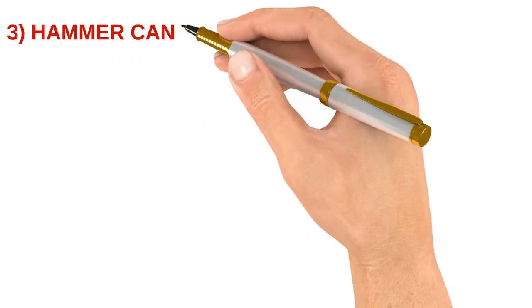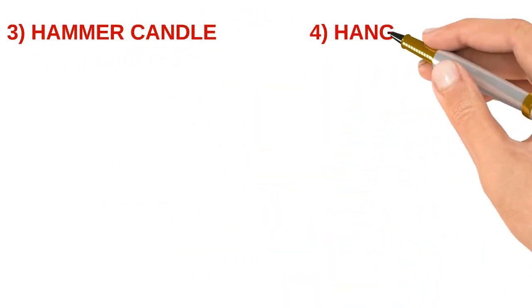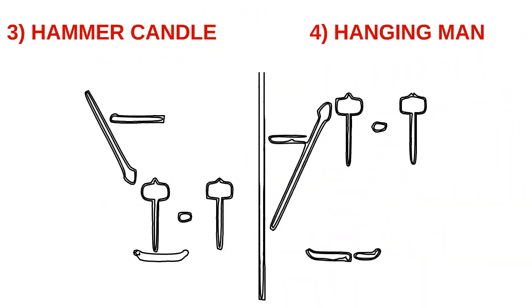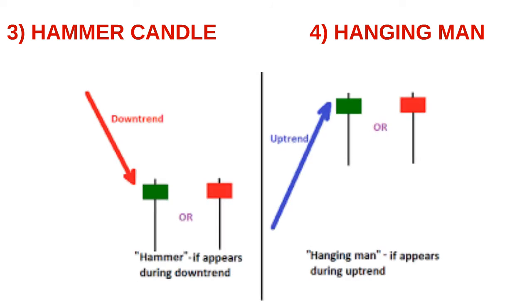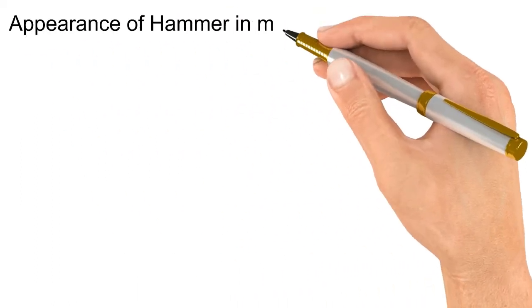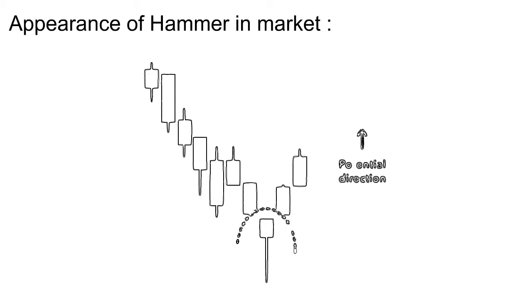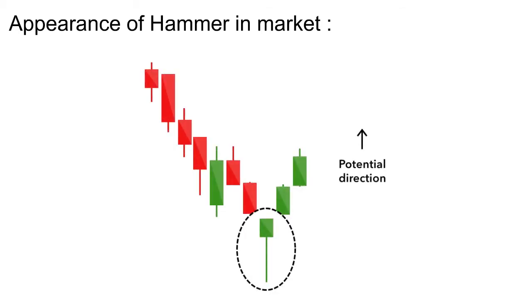The third one is the hammer candle, and the fourth one is the hanging man candle. Let's see that together for better understanding. Hammer. It appears at the bottom of the trend. A hammer consists of a small body with a long lower shadow. The longer the shadow, the more bullish the candle. Unlike doji or spinning top, the presence of a hammer or a hanging man indicates a clear direction to follow. The main thought process behind the hammer is that the market is in a downtrend, which indicates the bears are in control.